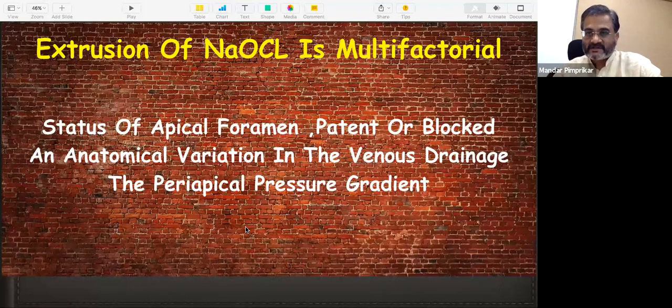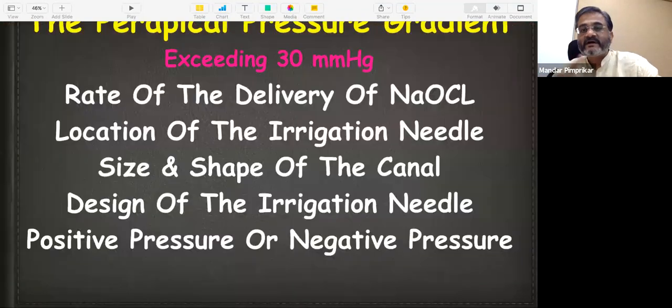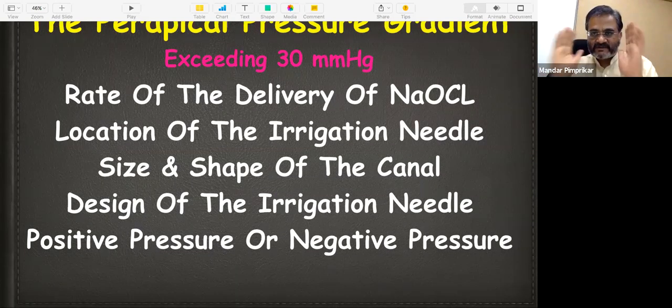And the periapical pressure gradient, which I told you, you should never exceed 30 millimeters of mercury pressure. So it has to be a very controlled pressure on your thumb when you're irrigating with the syringe. Rate of delivery, don't be in a hurry to push the solution or empty the syringe, because 30 gauge side vented parallel needle takes some load on your thumb and palm to empty the syringe. Even if it is 2 ml, it takes a lot of time because the pressure in the syringe is too high as compared to atmospheric pressure.